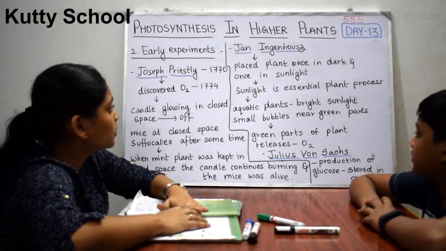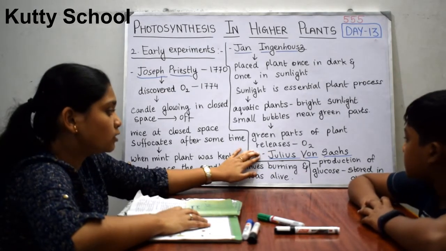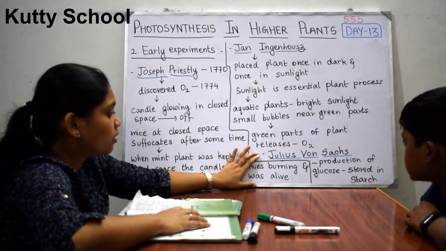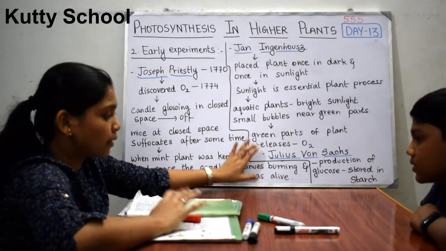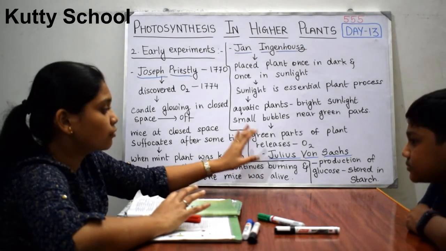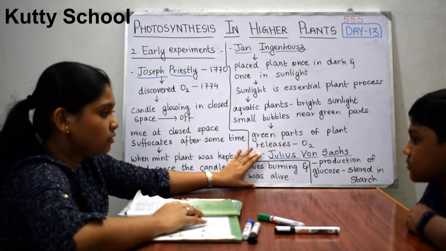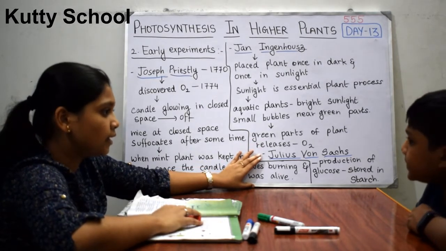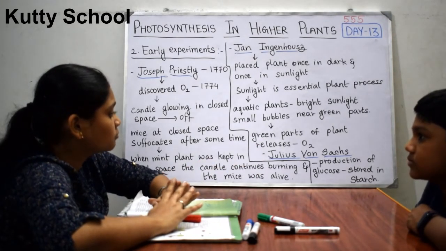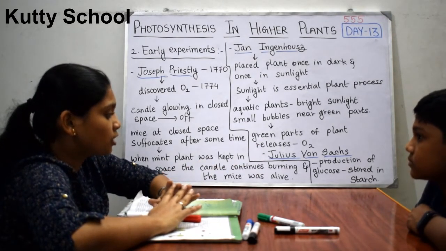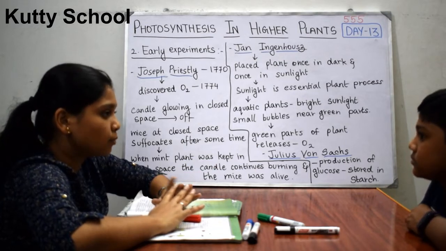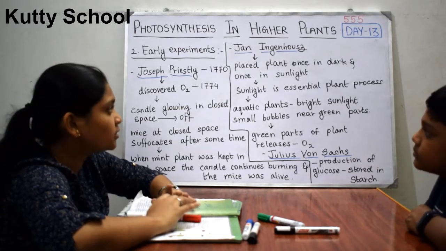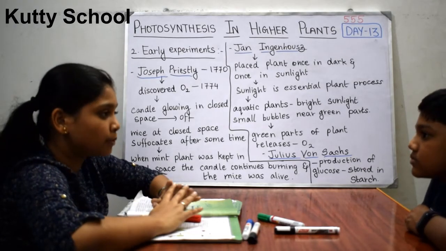Now the third scientist, Julius von Sachs. By his experiments, he concluded that production of glucose takes place in the leaves, and it is stored as starch, in the green parts of the leaf, in special structures called chloroplasts. Inside that are thylakoids. He proved that. Next we will see some other scientists who did more experiments on photosynthesis.